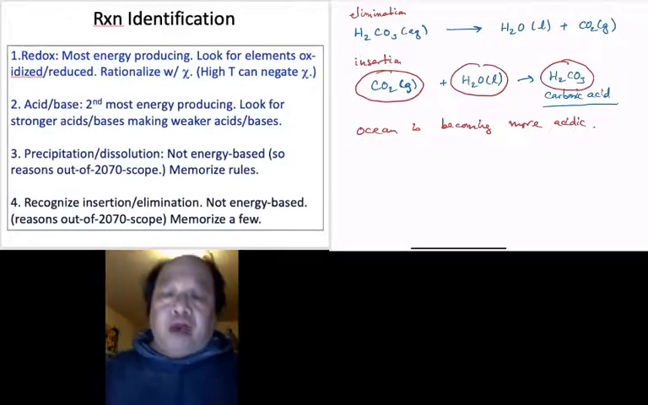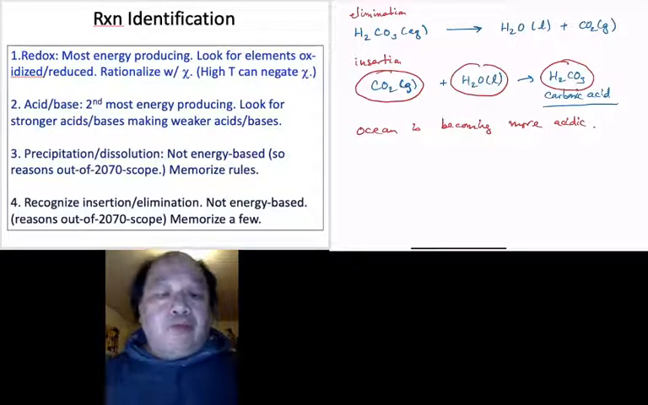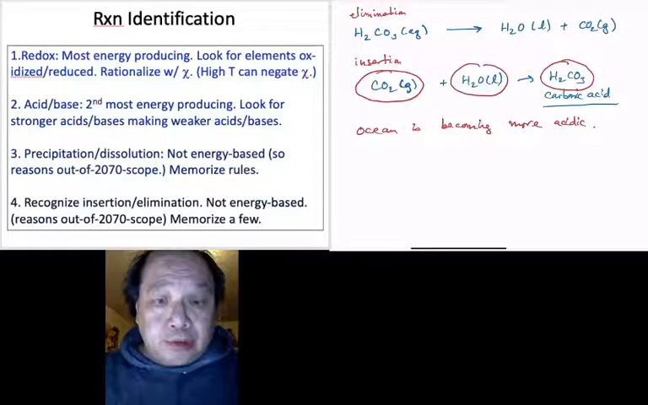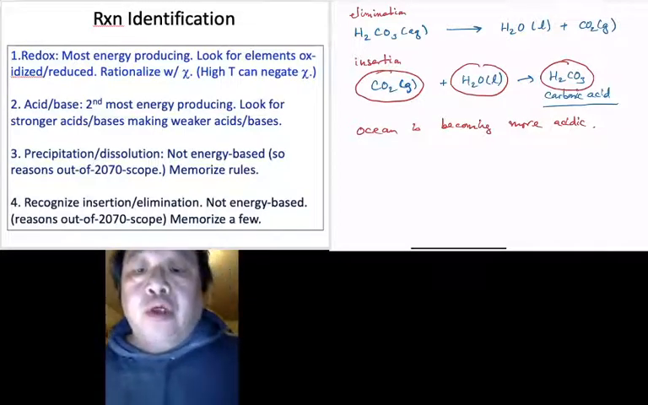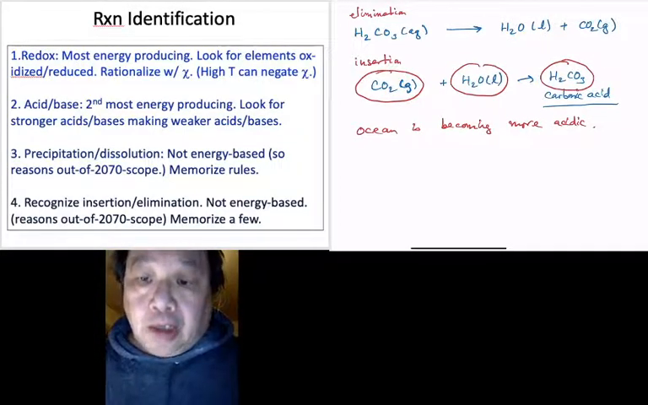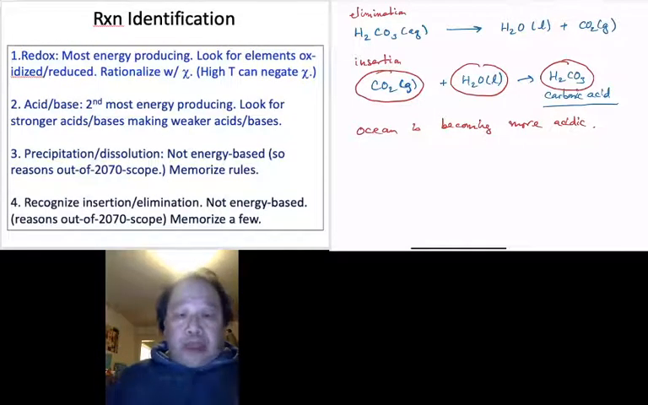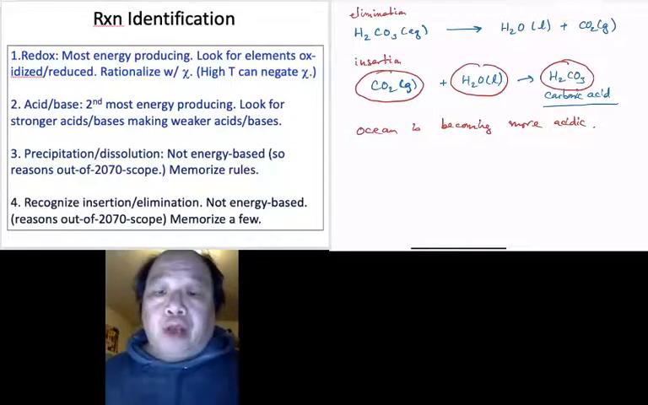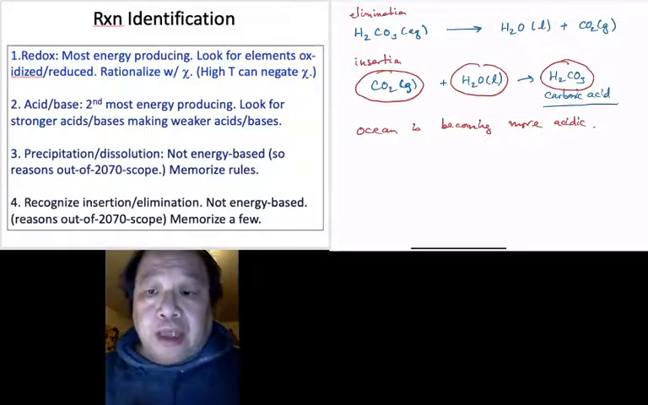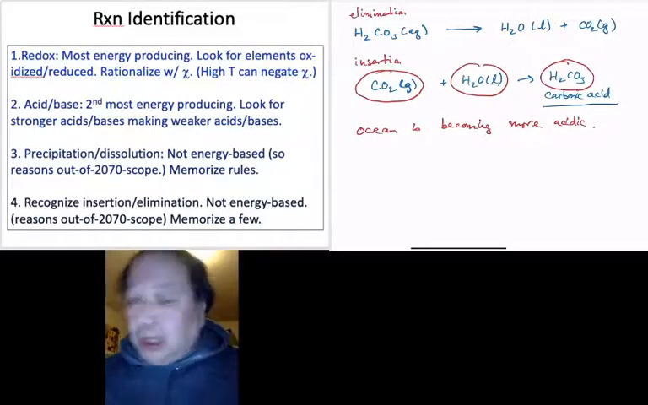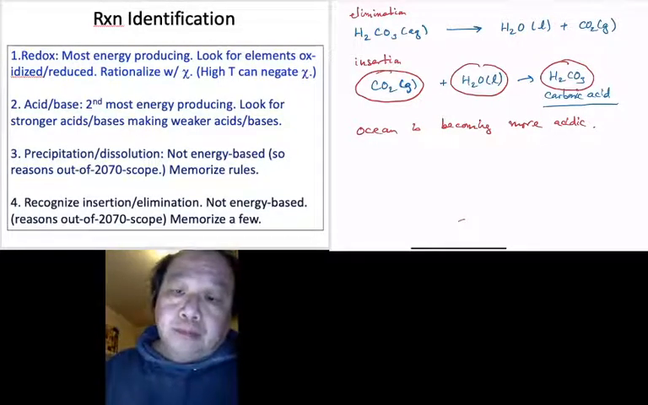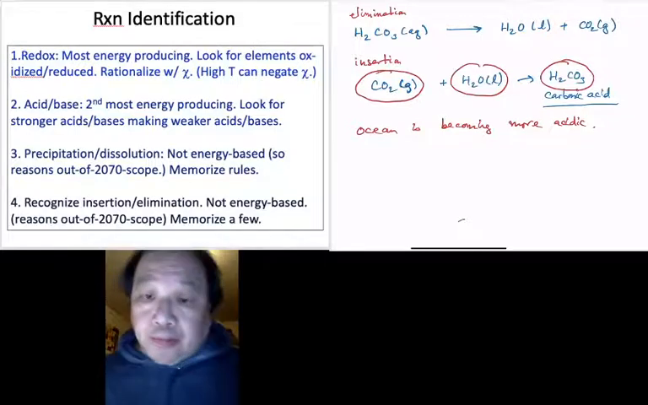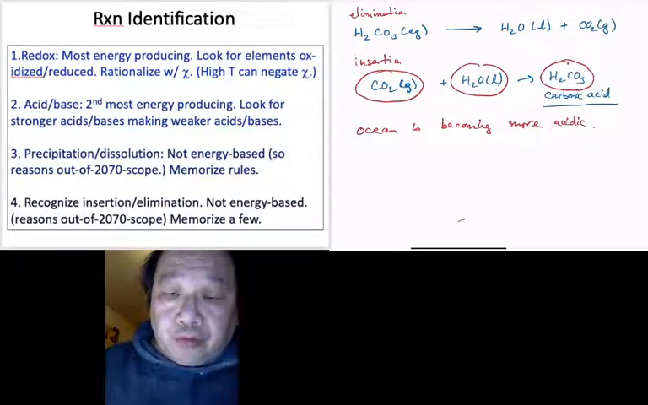Okay, where were we left off? You're going to want to figure out what's going on in reactions. And there are 4 types of reactions, and you should do it in an orderly way. You should do it in the order of importance. First, you should look if the reaction is redox. And remember, redox reactions are the most energy producing, and you're looking for electronegative atoms that get reduced and electropositive atoms that get oxidized. And remember also that at high temperature, the normal trends can be reversed, as you'll learn in 2080.